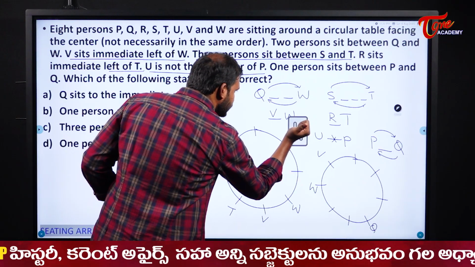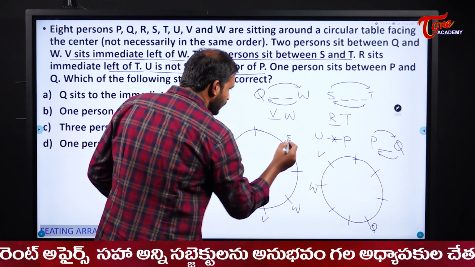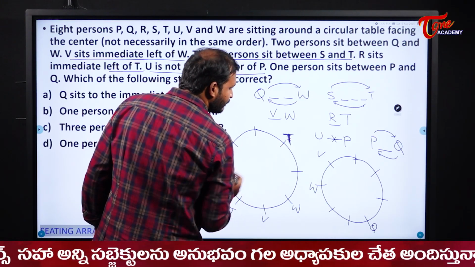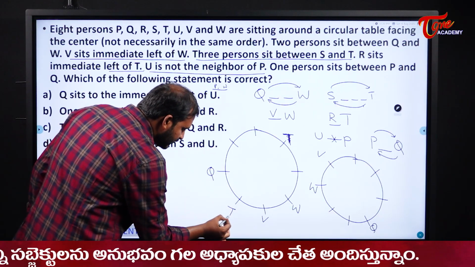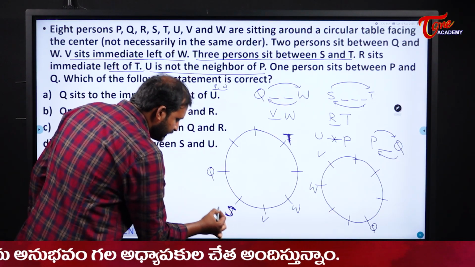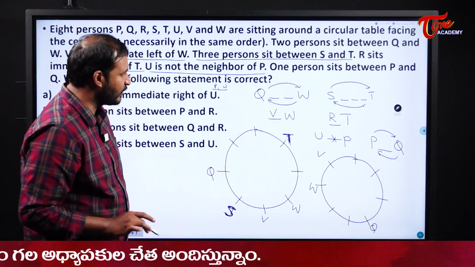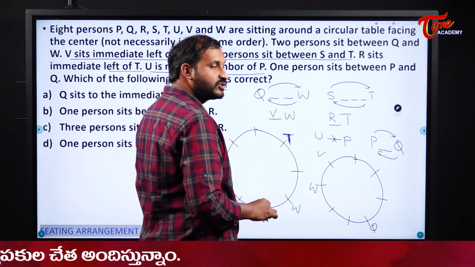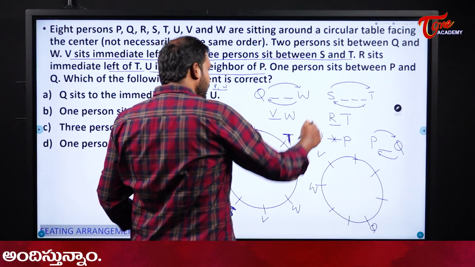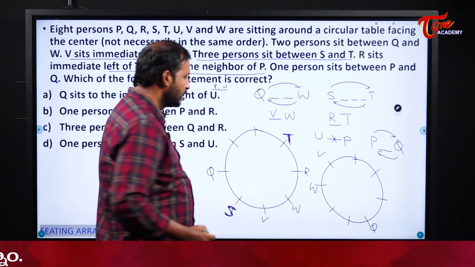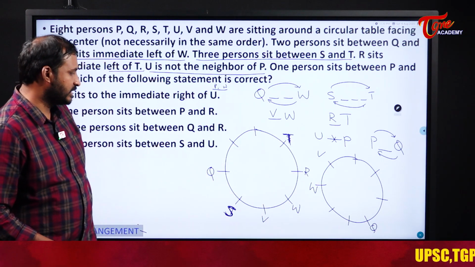So what is the other way I can do? I can take T here and I can take S here. T here and S here. The other chance is possible. Okay, to the left of T I should have who? R. So left of T means I should have R here, right?